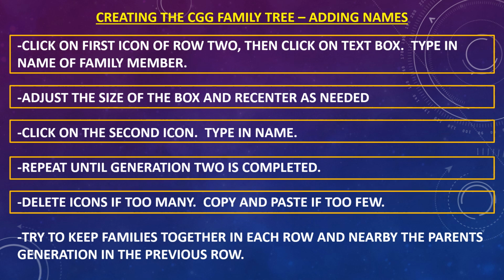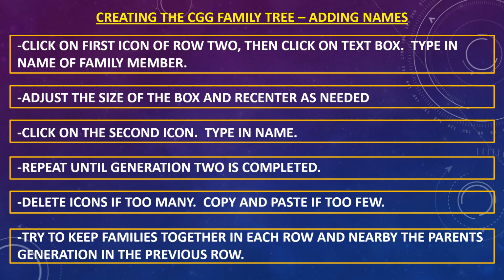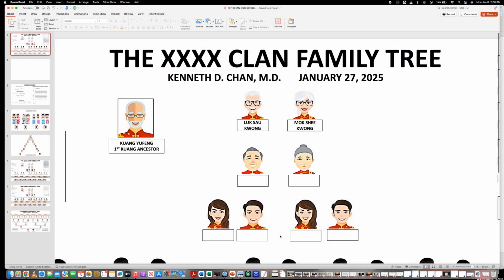Delete icons if too many. Copy and paste if too few. Try to keep families together in each row and nearby the parent's generation in the previous row. Adding names. Second generation.